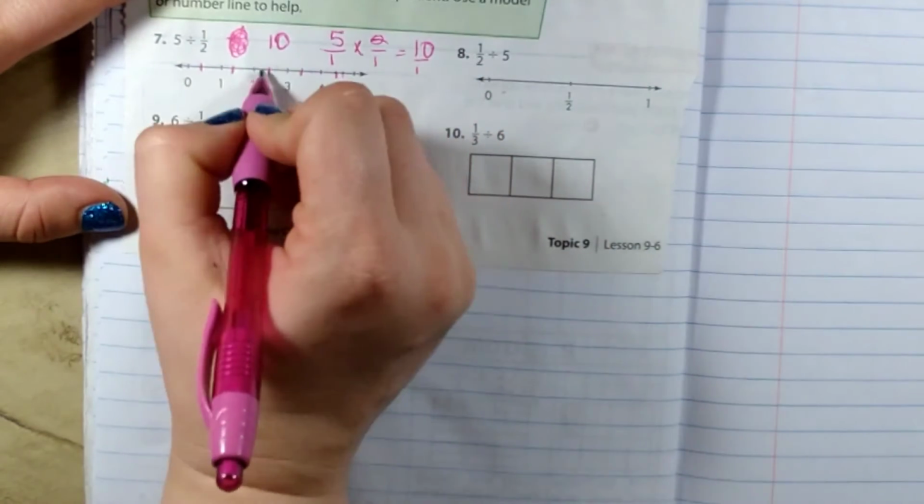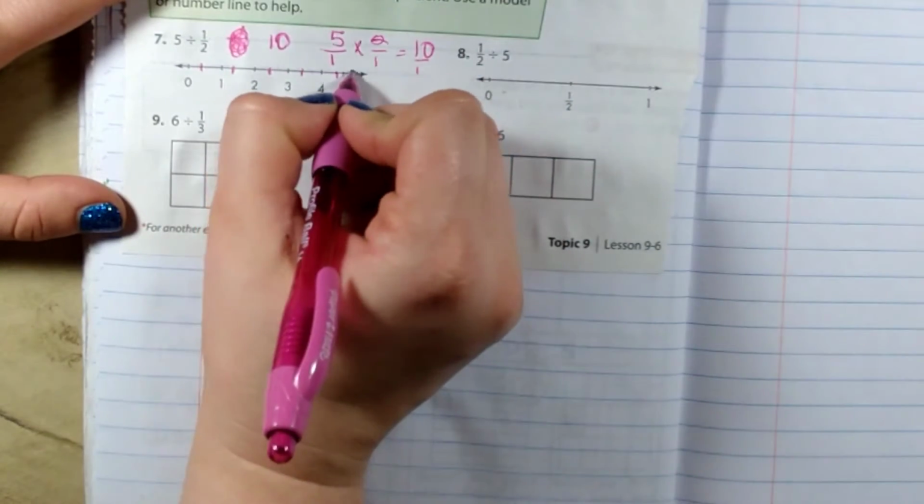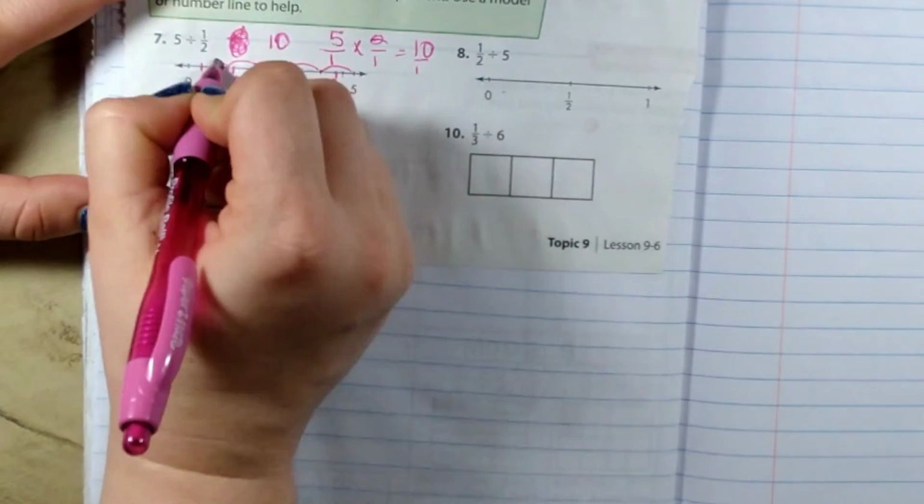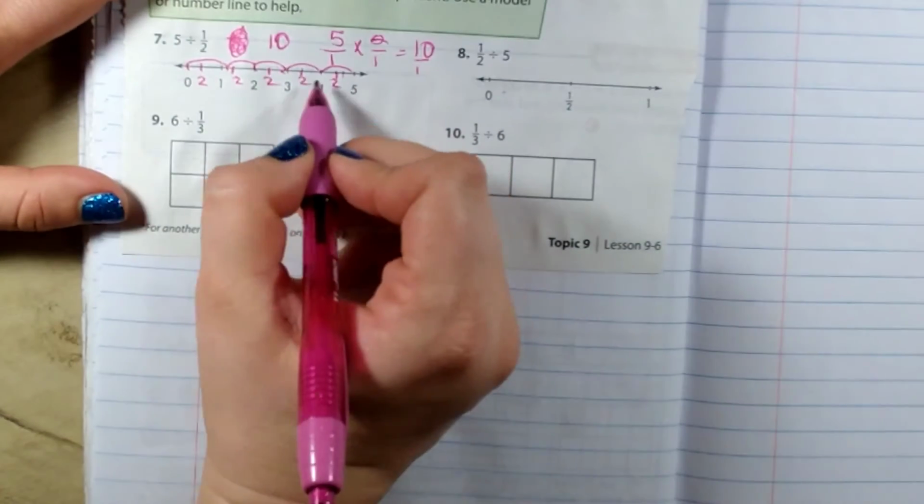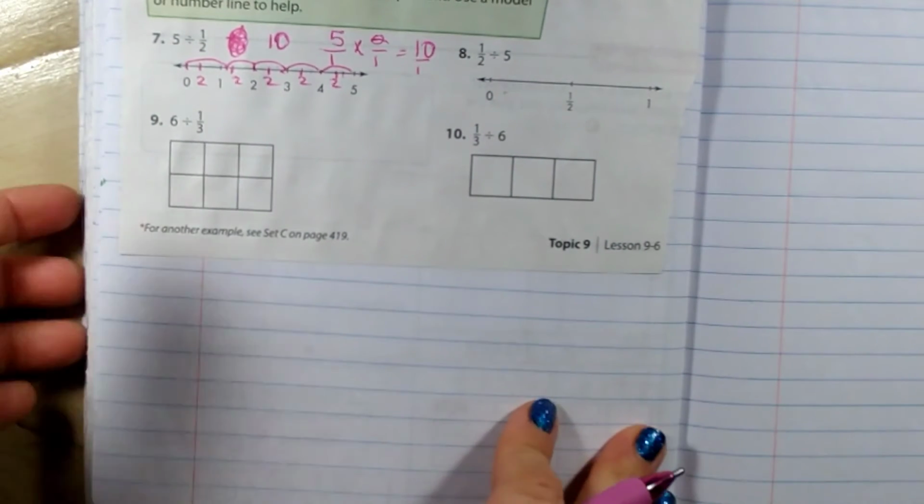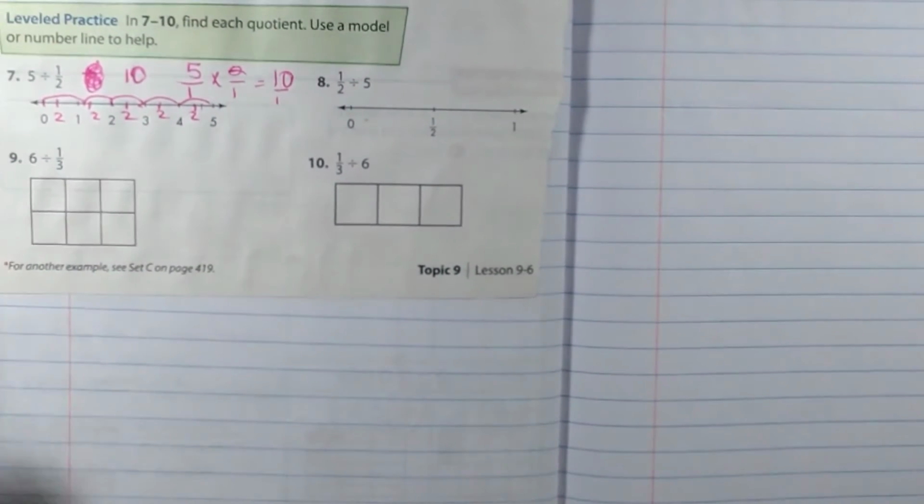So how many little spaces do I have? So this would be 2, this would be 2, this would be 2, this would be 2, and this would be 2, which is 2, 4, 6, 8, 10. So that's how you would do it with dividing a whole number by a fraction.